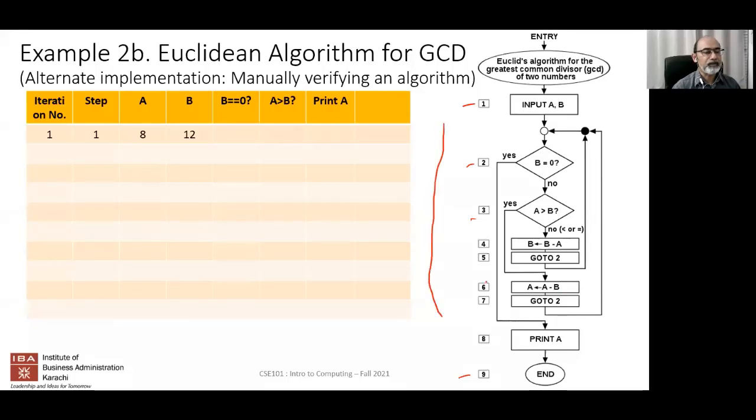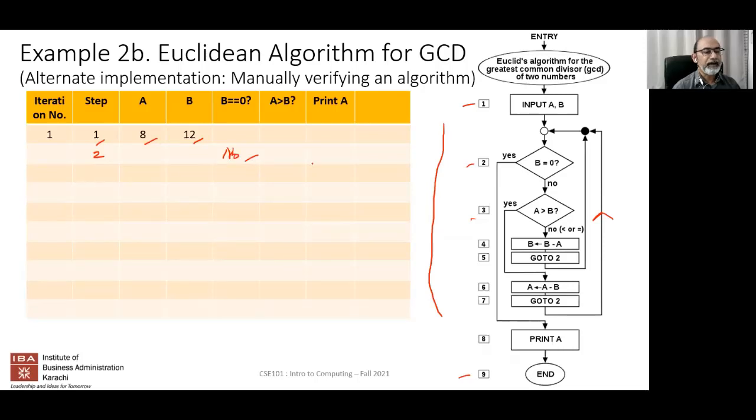So if you're going back in the loop, then that would be an iteration. Okay. So let's start off with iteration number 1, and let's see step number 1. Step number 1 is you input the numbers 8 and 12. Then step number 2 would be, is b equal to 0? Okay, so is b equal to 0? Clearly the answer is no.